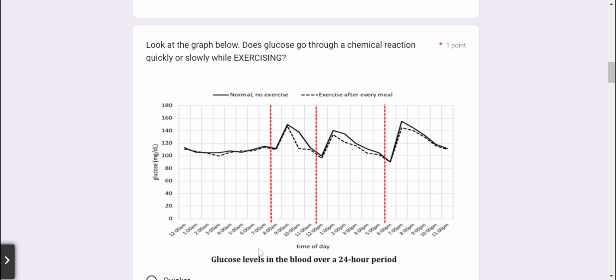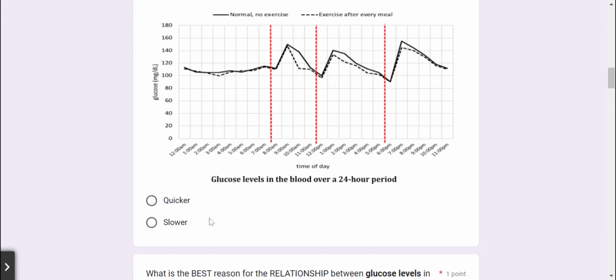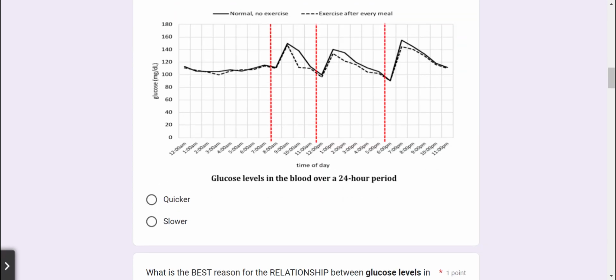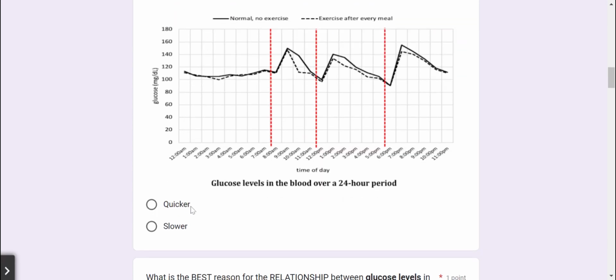Okay, and you can see here we have time of day. You can see that these are the meals. These lines here show you when they eat the meal, and then you can see what happens to the glucose levels. And these show you the glucose levels. So, does glucose go through a chemical reaction quickly or slowly while exercising? And you would choose quicker or slower.